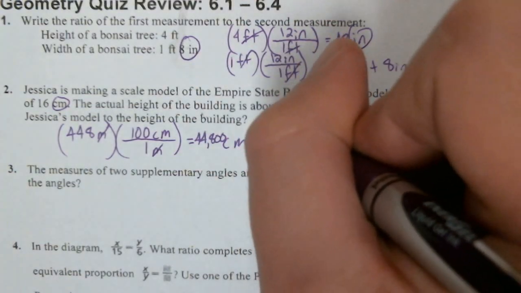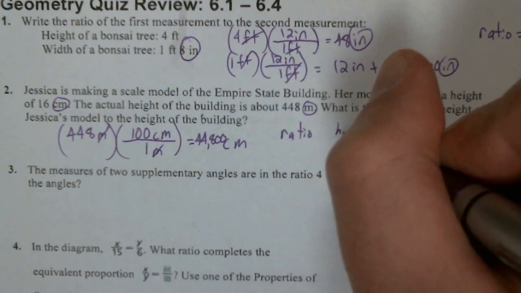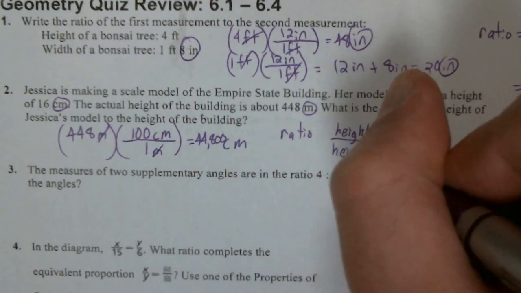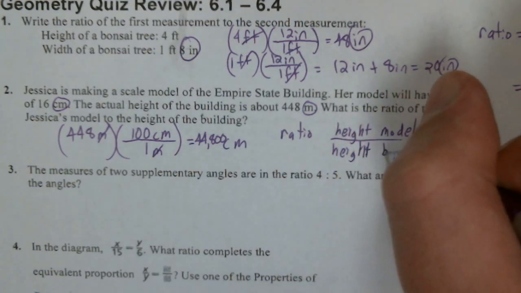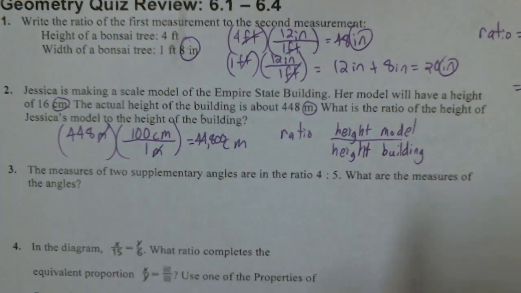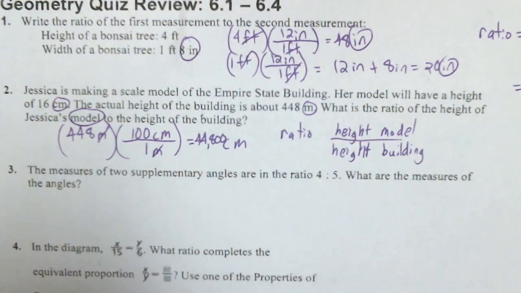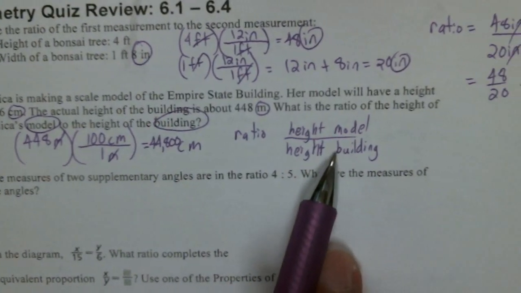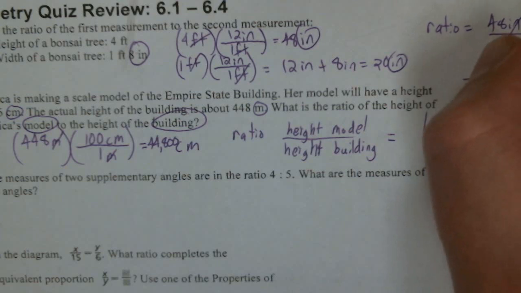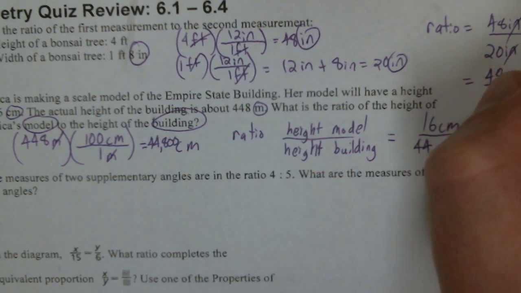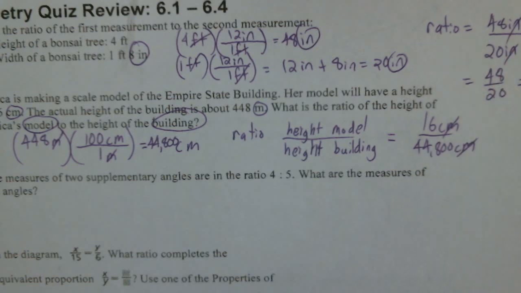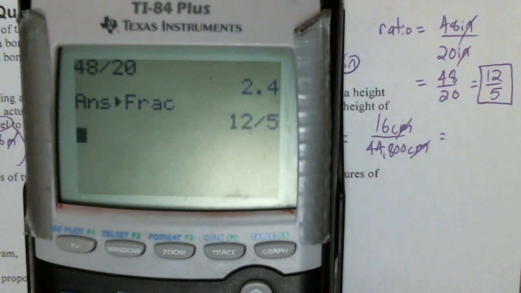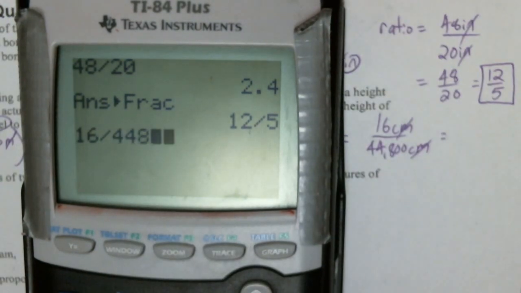So the ratio of the height of the model to the height of the building. Now, how did I know to put the model on top? Well, they mention the model first. Model comes first, and then they mention the building. Whatever they mention first goes on top in the numerator. So that's just simply going to be 16 centimeters over the 44,800 number. Centimeters cancel, and I'm left with 16 over 44,800. 16 divided by 44,800.